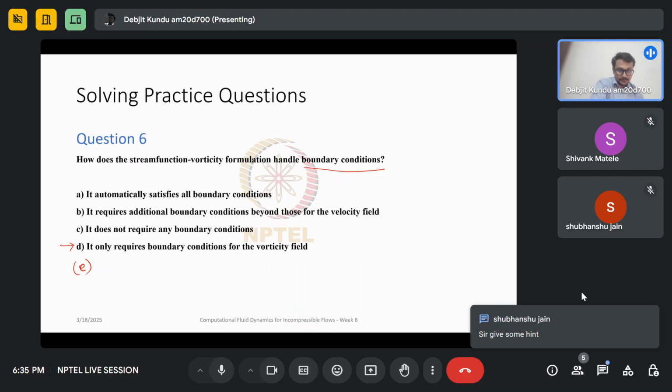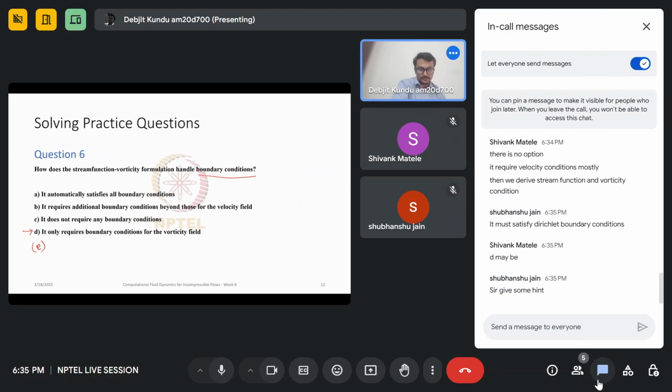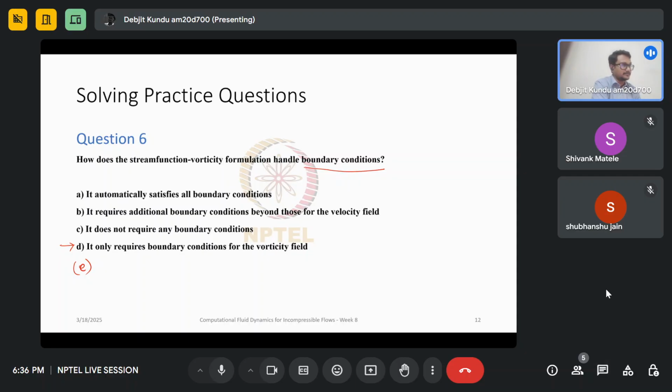Shivank has actually given the right answer in his chat box, but let's take a look at the solution. The language might be a bit confusing. So it's option B that it requires additional boundary conditions beyond those for the velocity field, and it can be obtained from the velocity boundary conditions. Basically, you start off with the velocity boundary conditions, as you already told. Now you can derive boundary conditions for both stream function as well as vorticity, and those are required. It's not that they are not required. Both are required, but you can derive them from the velocity boundary conditions if they are known.